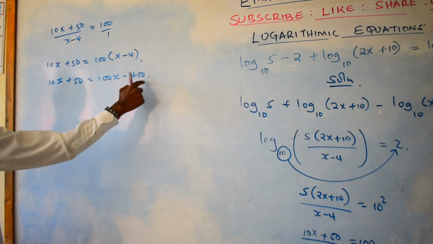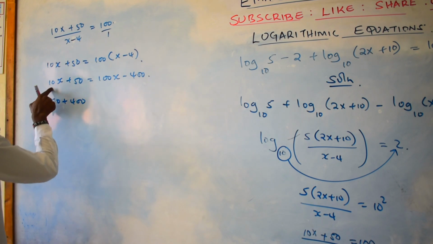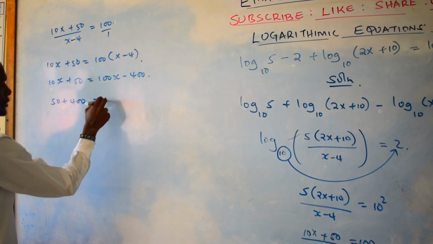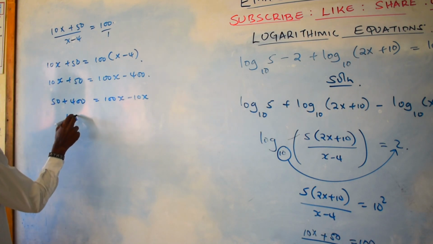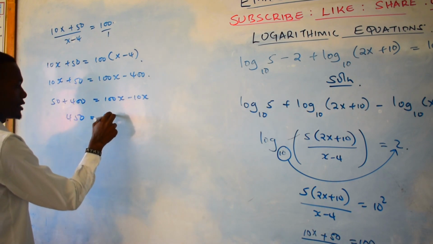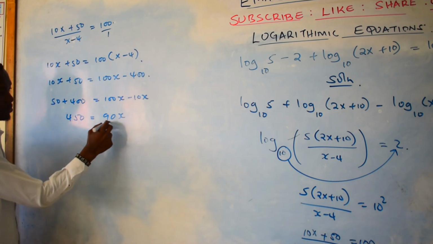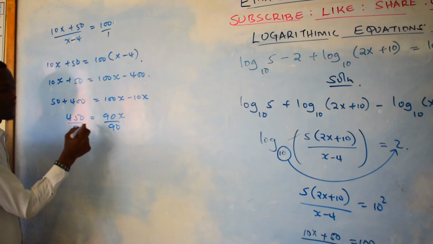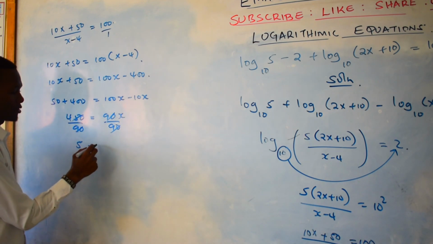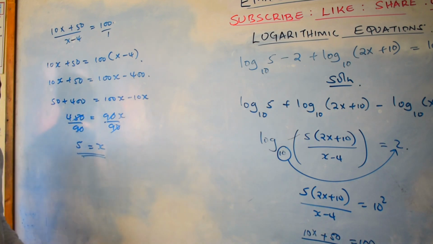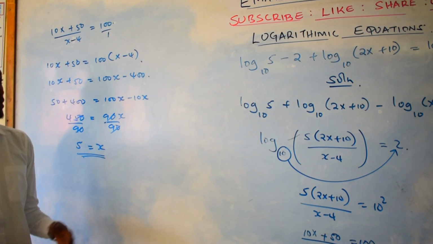So 400 is negative, it comes to this side, it becomes positive. So we have 50 plus 400. Now 10x is positive, take it to the other side, it becomes negative. So we have 100x minus 10x. This one becomes 450 equals 90x. Therefore divide both sides by 90. So 90 and 90 go. This one goes here how many times? 5 times. And your value of x is equal to 5. Easy, easy. So that is how we solve such a question.